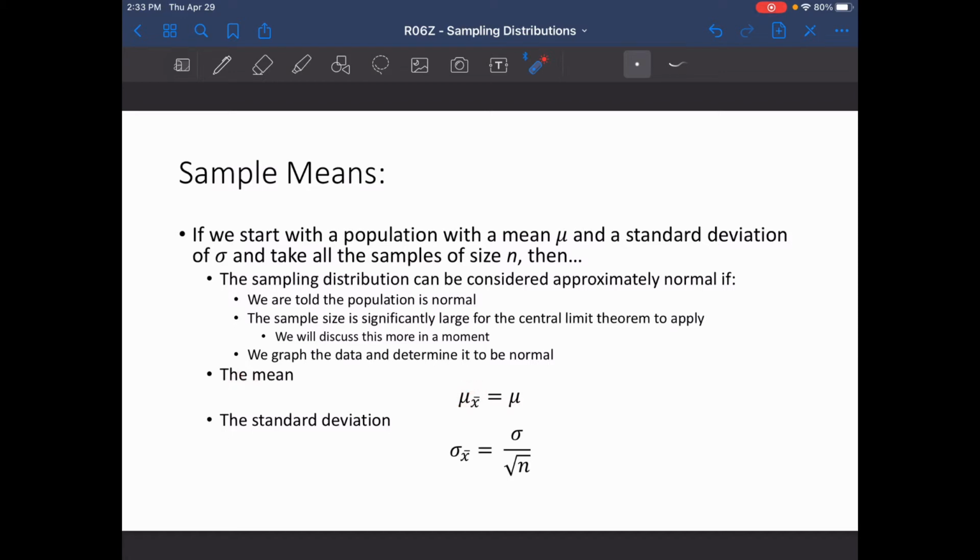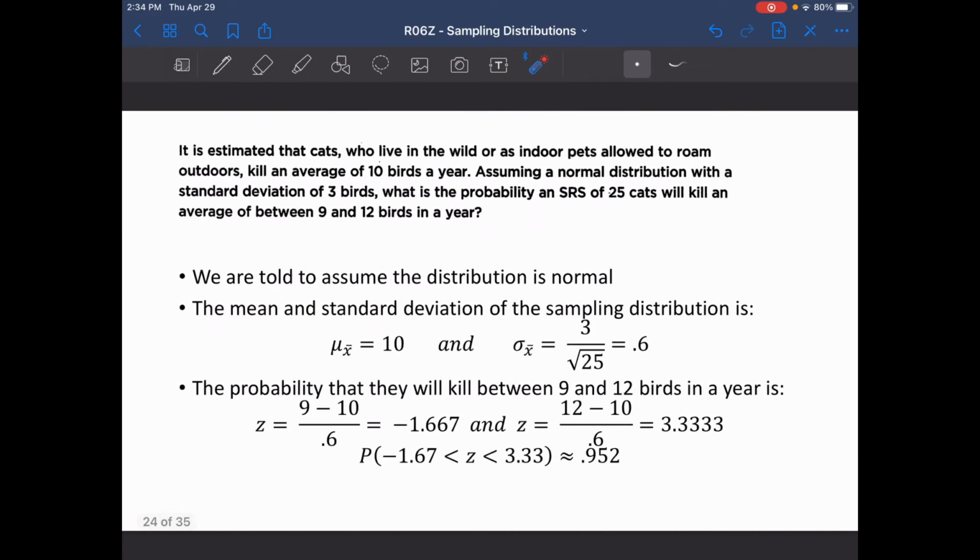Again, the mean of the sampling distribution is going to equal the population mean, so there's really no difference between those two as well. Whereas the standard deviation of the sampling distribution is going to be the population standard deviation divided by the square root of the total number in the sample.